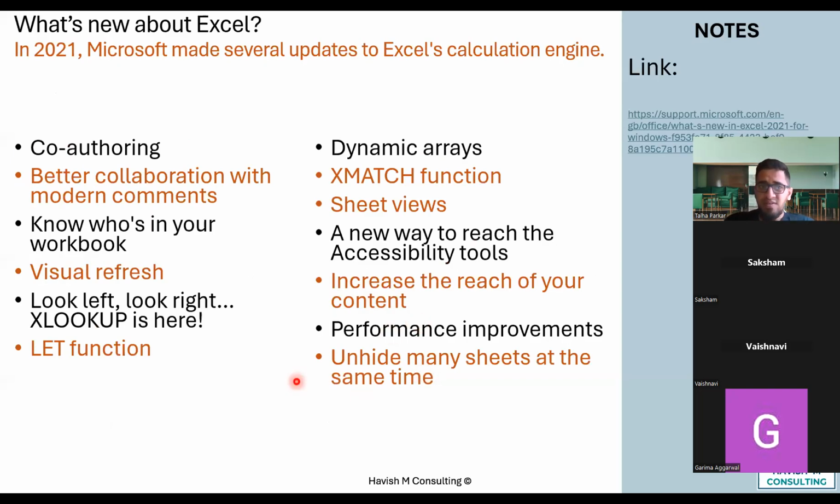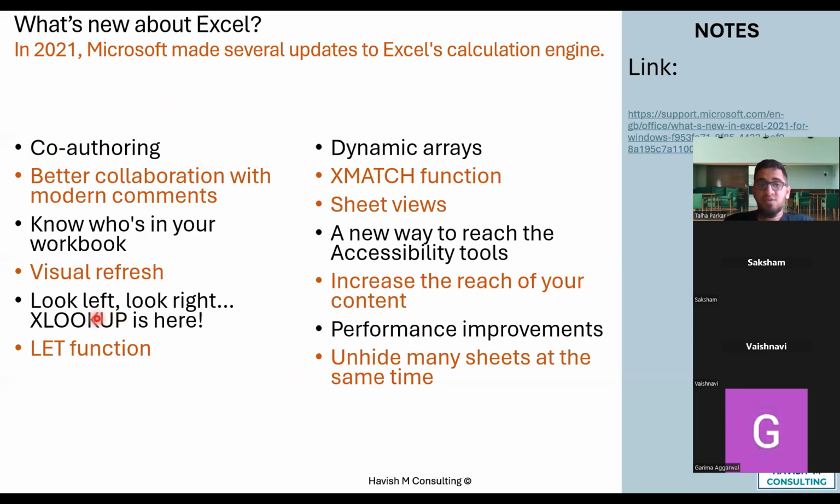So post 2021, these are the things that happened. There is something called co-authoring. Multiple people can work on the same workbook. जैसे आप Google Sheets पे work करते हो, this is also available. This is available only on the subscribed, paid version. There's better collaboration with comments. Like in a Google Sheet, you can see who's currently working on the workbook. Similarly, you can do that here as well.